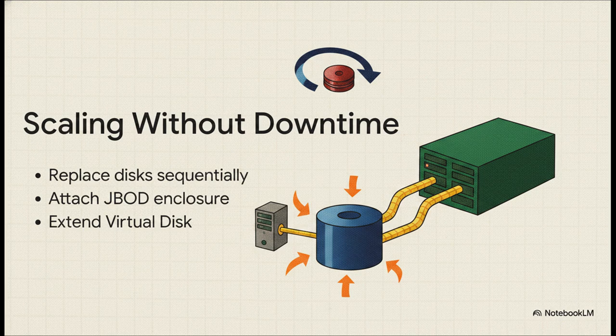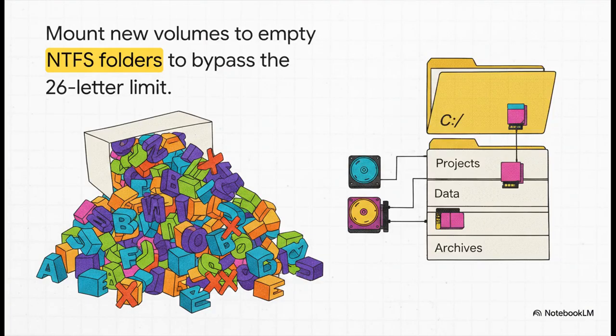Or, if you need a major immediate upgrade, you can attach a JBOD, just a bunch of disks, enclosure via SAS or fiber channel, and introduce dozens of disks all at once. Once the new disks are in the pool, you simply extend the virtual disk and volume to their new maximum size. Easy as that.